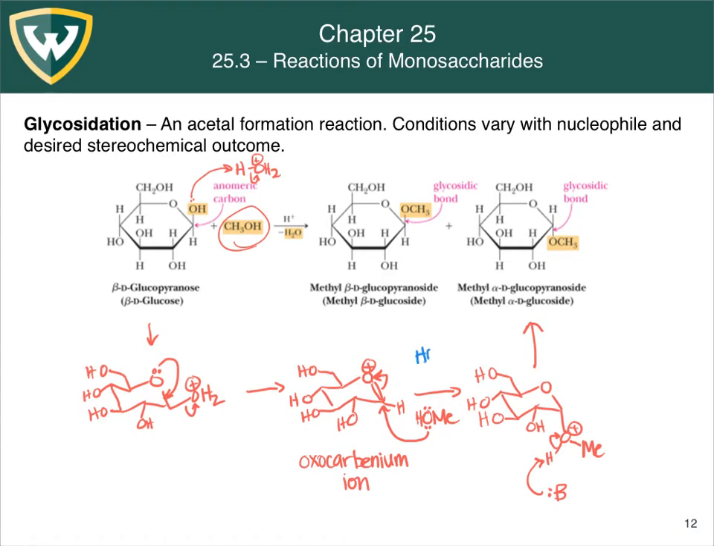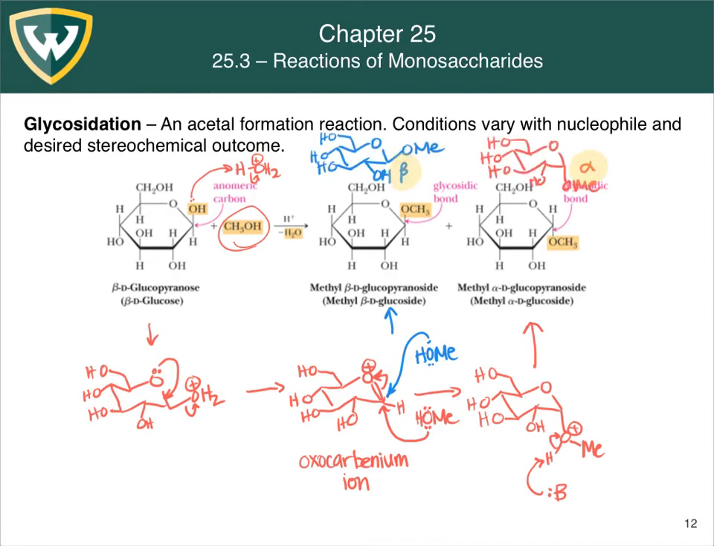If the methanol in this step adds to the top face where the water had just departed, that would then lead to the beta anomer. In a simple pyranoside, the beta anomer will be equatorial relative to the ring, and the alpha anomer will be axial. So that's a handy mnemonic for alpha is axial.